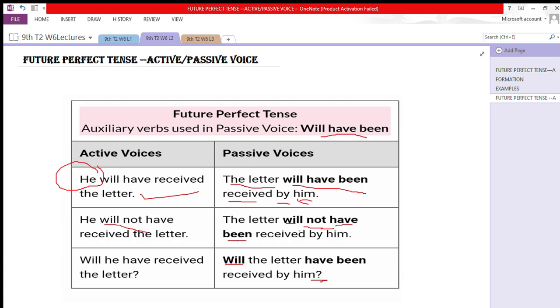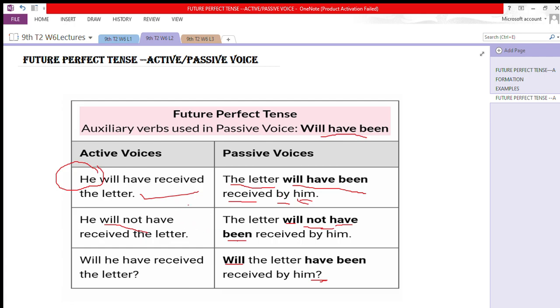The letter will not have been received by him. How will it be changed into active voice? He will not have received the letter. Now it depends upon the examiner. Sometimes mixed up sentences are given in the exams where you are only asked to change the voice. When a change the voice question is there, it means if the sentence is in passive voice, you have to change it into active voice. If the sentence is in active voice, you have to change it into passive voice.